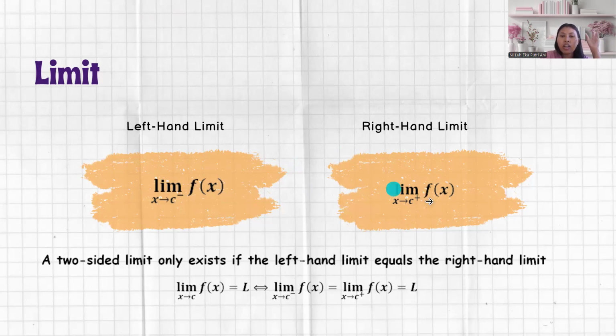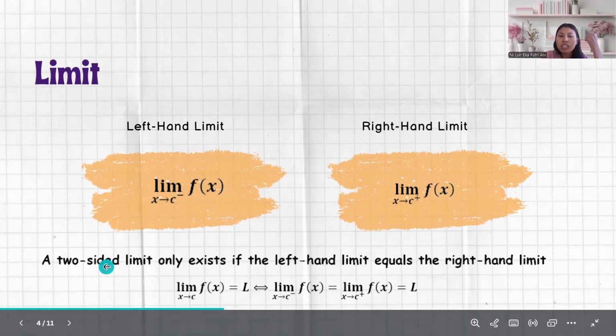Next, the right-hand limit. This is the value f(x) approaches as x gets closer to c from numbers larger than c, from the right. We have the right-hand limit of f(x) as x approaches c. Then a two-sided limit only exists if the left-hand limit equals the right-hand limit. So the limit of f(x) as x approaches c is equal to L if and only if the left-hand limit of f(x) as x approaches c is equal to the right-hand limit of f(x) as x approaches c, which is equal to L.